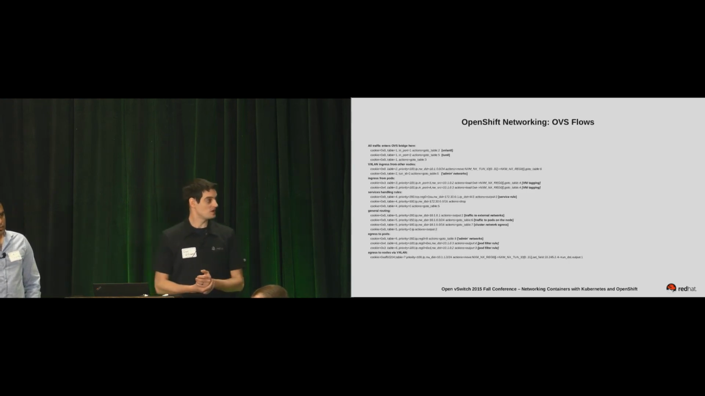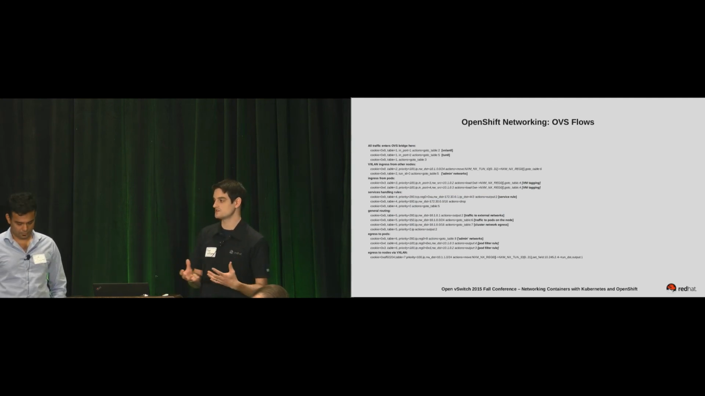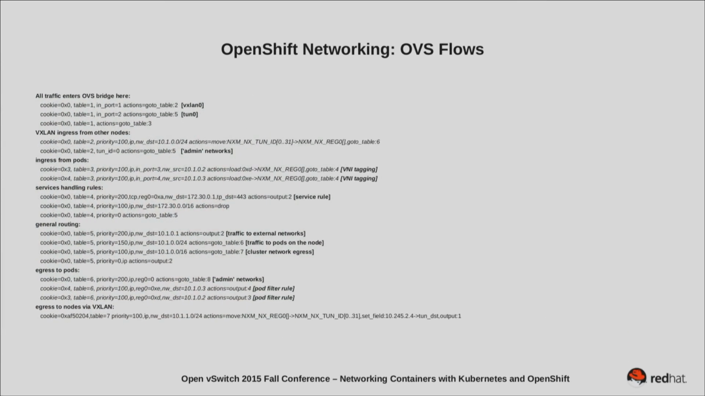So this is maybe one of the more interesting parts for some of you. This is a simplified description of the OVS flows that we have in the bridge on an OpenShift node. Traffic enters at the top of the flow table, and then of course gets dispatched to the other places. Some of the more interesting parts I've italicized for you, and those are the parts that actually deal with the multi-tenancy and the isolation between the nodes.